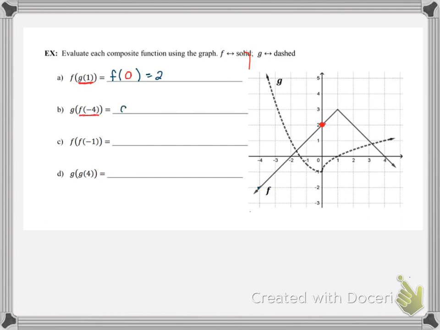So the first thing on this second one is we want to find what f of negative 4 is. So we're going to do g of whatever we get for that. So if my x value is negative 4, here is the point on f with an x value of negative 4. The y value of that point is negative 2. And then now we want to find g of negative 2. So my x value is negative 2. The point on g with an x value of negative 2 is right there. That has a y value of 1.